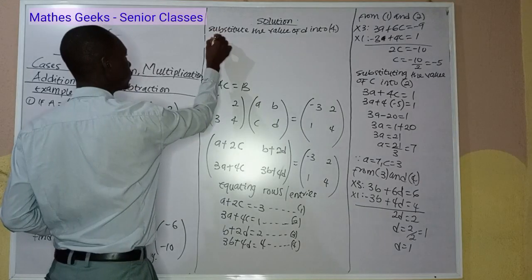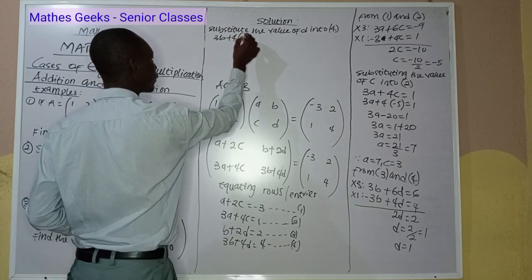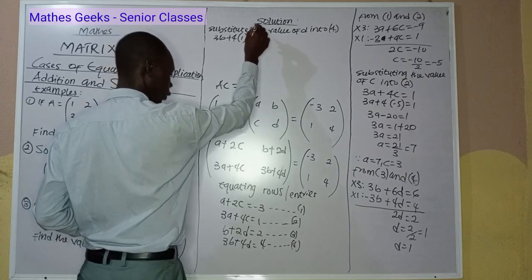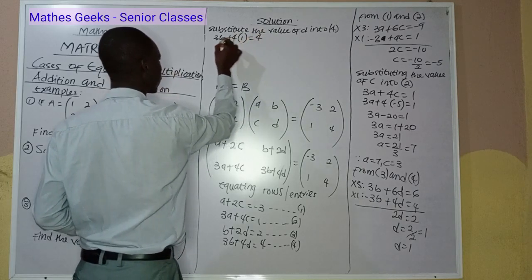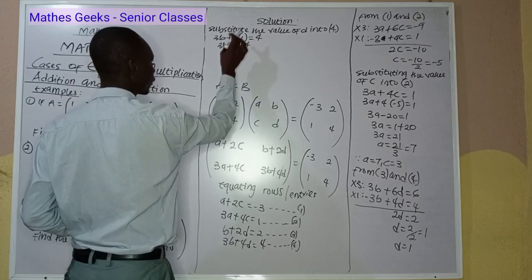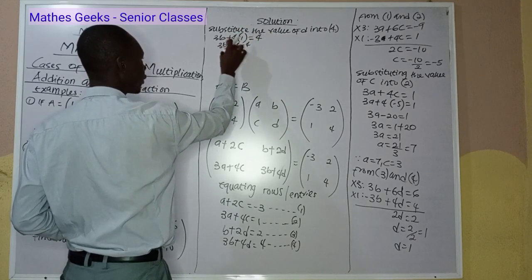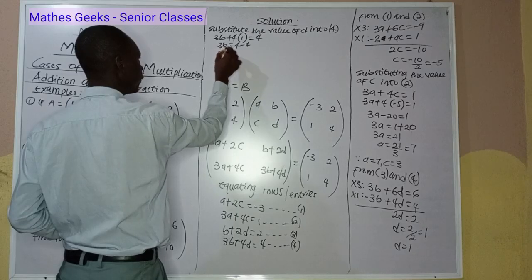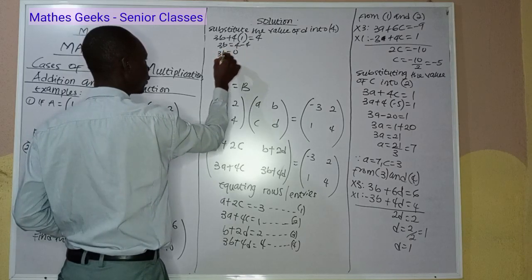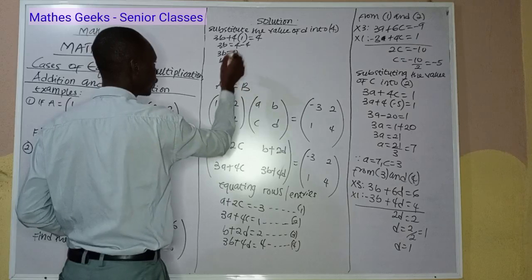So 3b plus 4 times 1 is equals to 4. So 3b is equals to 4 minus 4. 4 times 1 is 4. Carry it over to the side because they are like terms. So 3b equals to 0 and b is equal to 0.